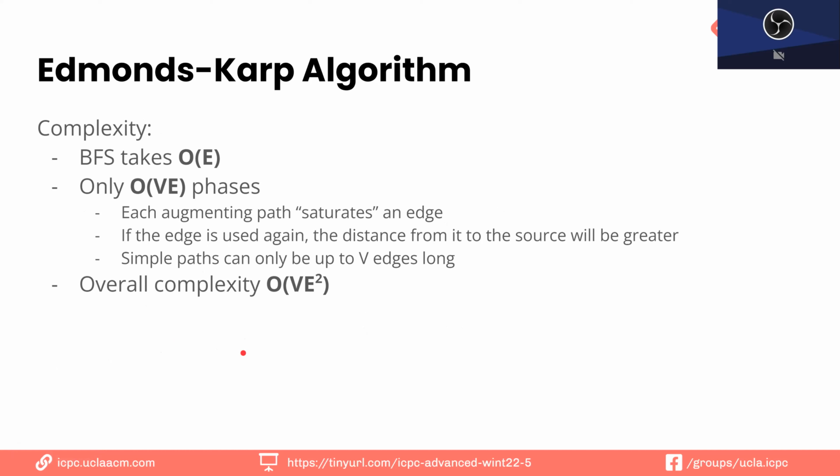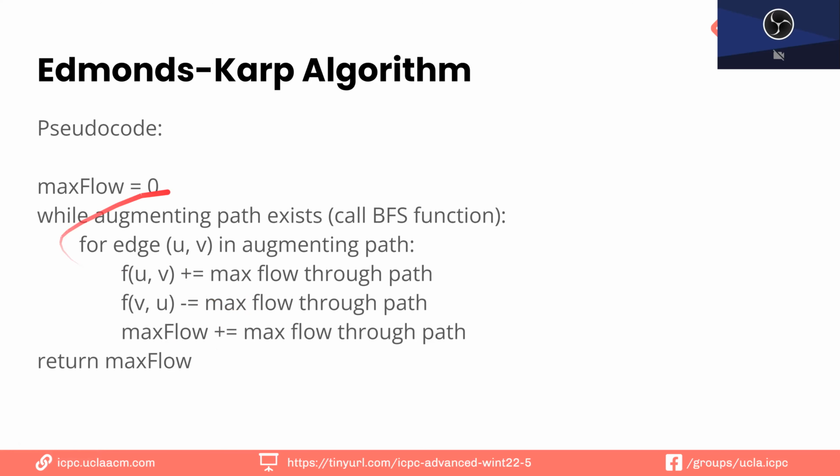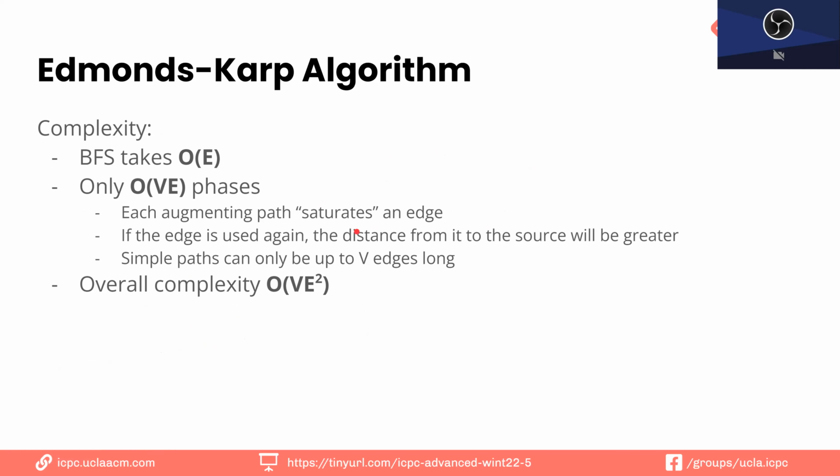And the complexity for this algorithm is actually VE squared. And this is pretty hard. It took me a while to get this as well. So how can we figure out the complexity? The complexity of one iteration of this loop is just a BFS function, because adding this flow, a simple path has a maximum length of V, because there are no loops. So this is going to be O of V plus O of E, because the BFS takes O of E time, where E is the number of edges.